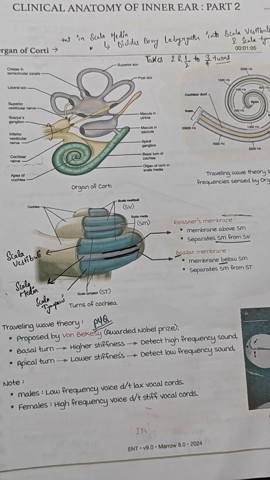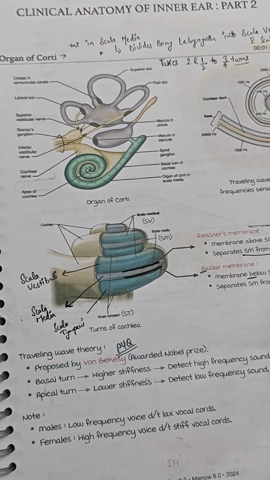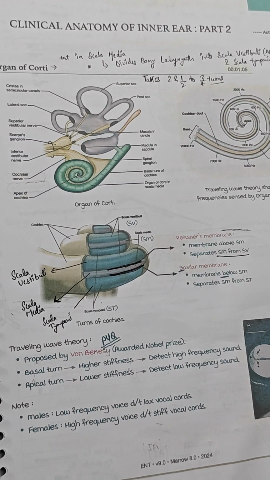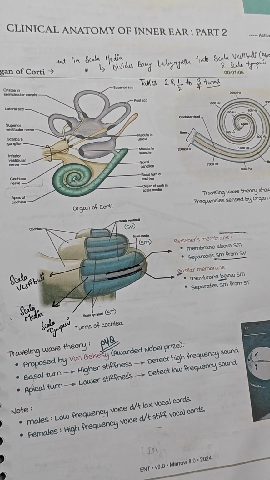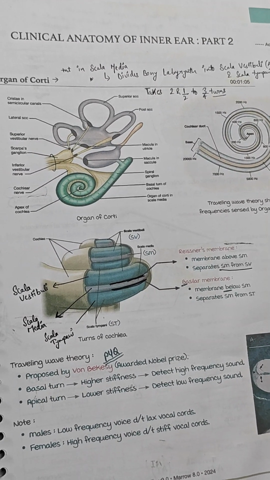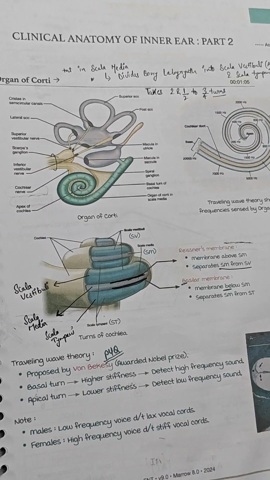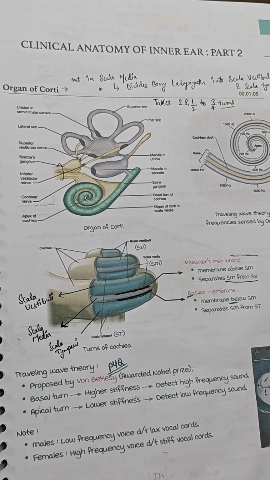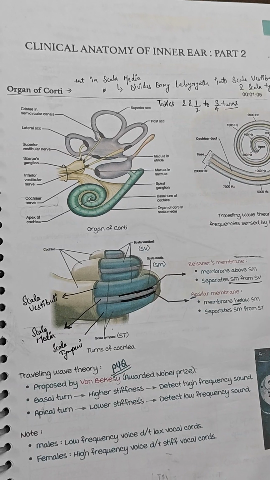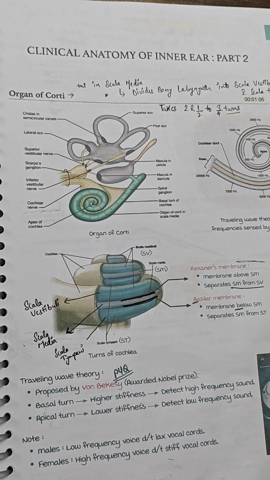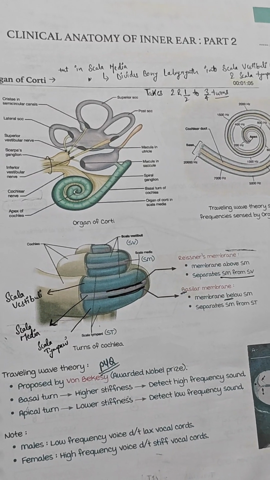So there are two membranes. Here we will discuss the two membranes, the Reissner's membrane and the basilar membrane. The basilar membrane separates the scala media, or the cochlear duct, from the scala tympani, and the Reissner's membrane separates the scala media from the scala vestibuli. In here we will also see one more structure, the stria vascularis.